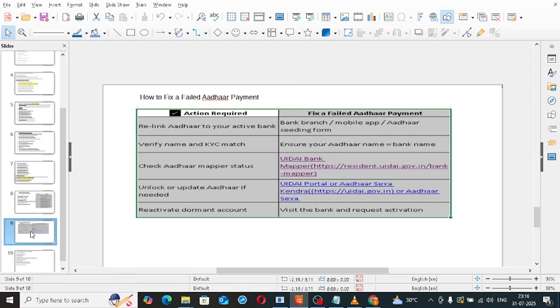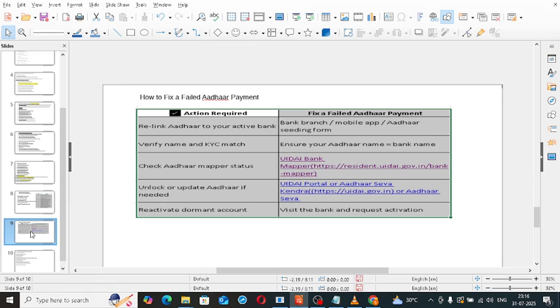Okay, how to fix a failed Aadhaar payment? How can I fix my Aadhaar payment failure? Suppose I try to get my subsidy, but I never receive it. Next time I need to fix that issue, right? Otherwise I cannot get my government subsidy amount. How can I fix it?